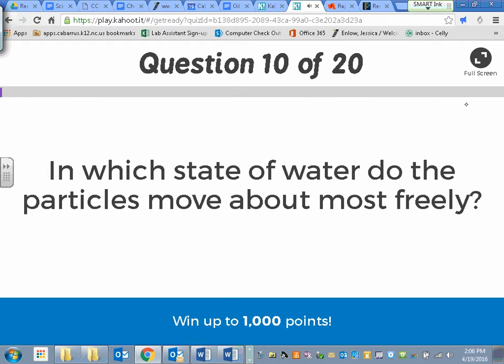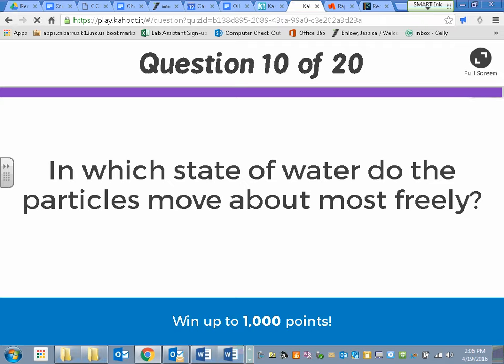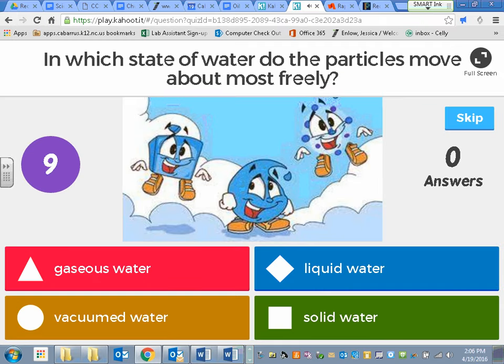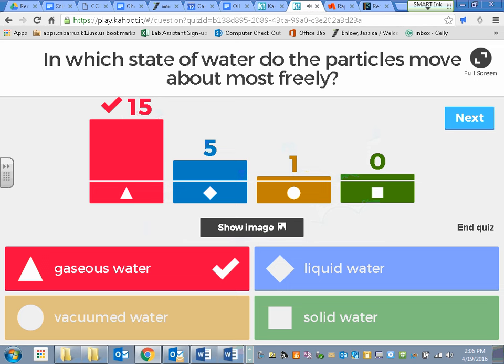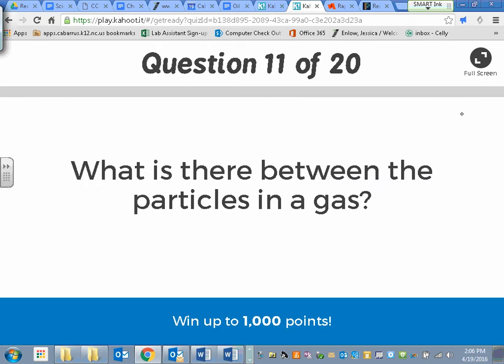Keep going. Which state of water do the particles move about most freely? Wow, I don't. I just guessed. I think it's liquid. What? Who brought liquid water? No, guys. Gases, they bounce a lot. Liquid, no. I'm disappointed in you. What is there between the particles of a gas?